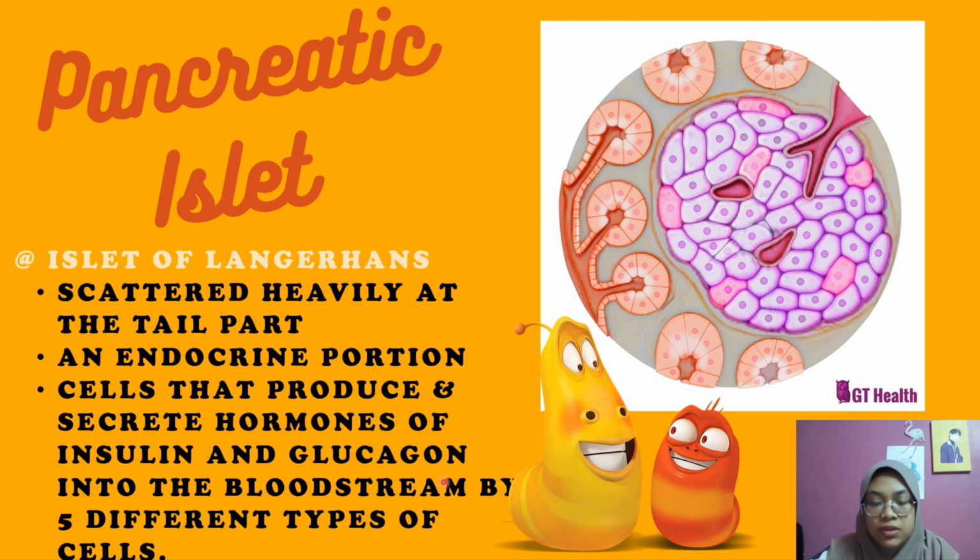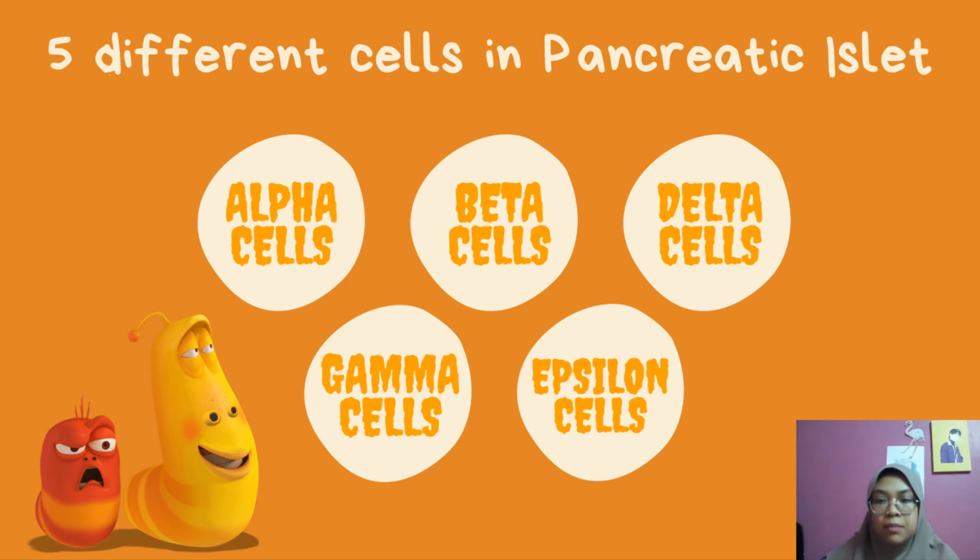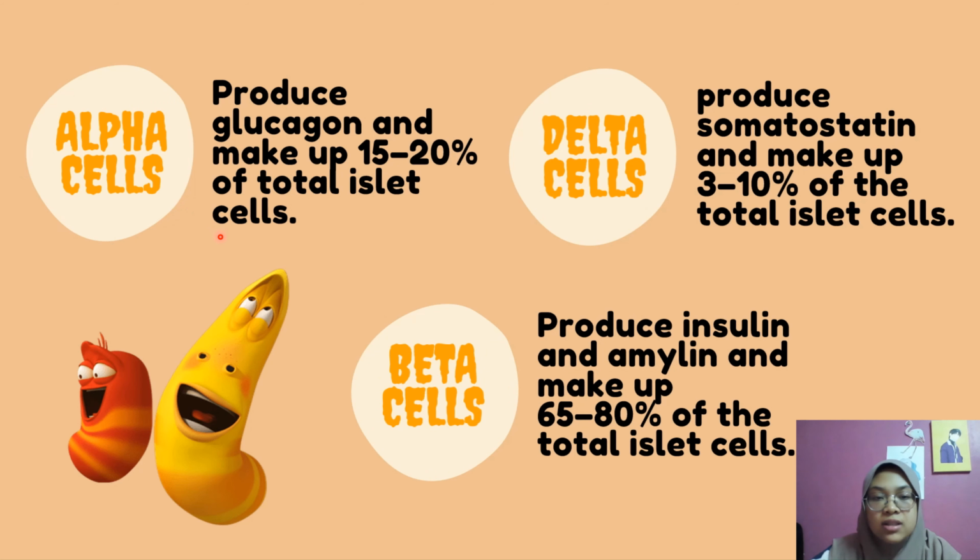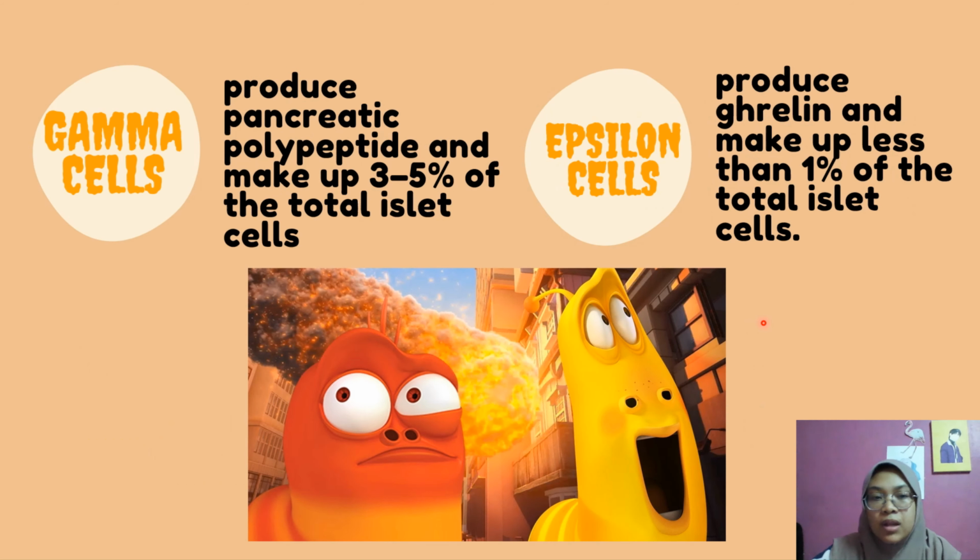They do so through 5 different types of cells in the pancreatic islet. We have alpha cells, beta cells, delta, gamma, and epsilon cells. Alpha cells produce glucagon and make up 15 to 20% of total islet cells. Delta cells produce a hormone named somatostatin. Beta cells produce insulin and amylin, while gamma cells produce pancreatic polypeptide, and epsilon cells, which make up less than 1% of the total islet cells, produce ghrelin.